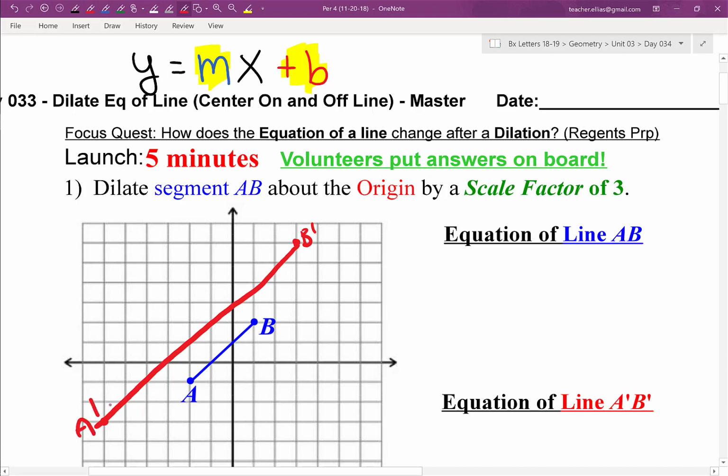It's 1. Good. So now answer that and then answer that. Is this right? What happened?